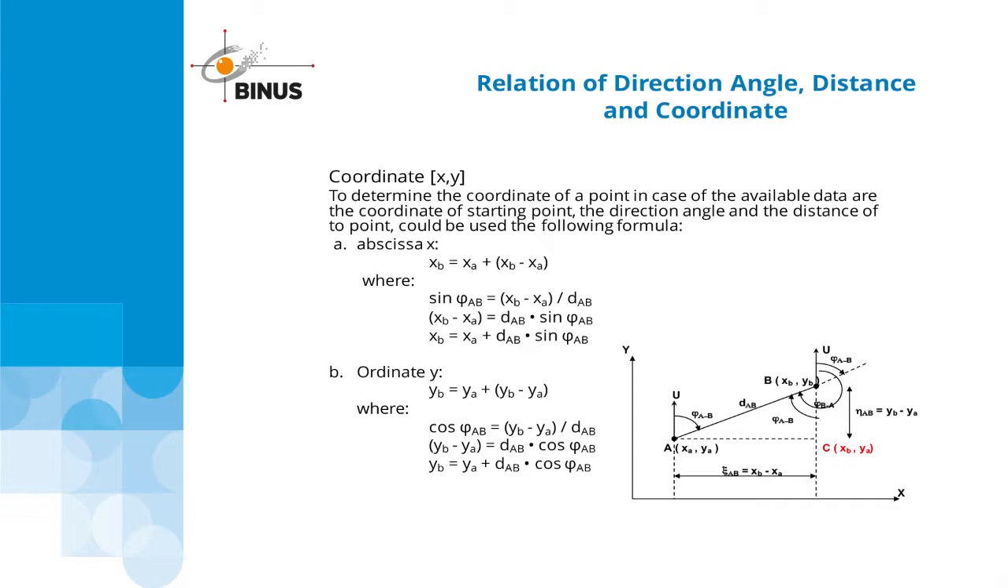The same goes for point Y. To get to YB from YA, you need to add the distance difference of YB minus YA, where cosinus azimuth AB is equal to YB minus YA divided by the distance of AB. YB minus YA is equal to the distance of AB multiplied by cosinus azimuth AB. Hence, YB is equal to YA plus the distance of AB multiplied by cosinus azimuth AB.